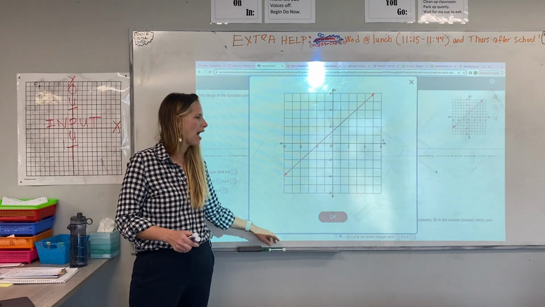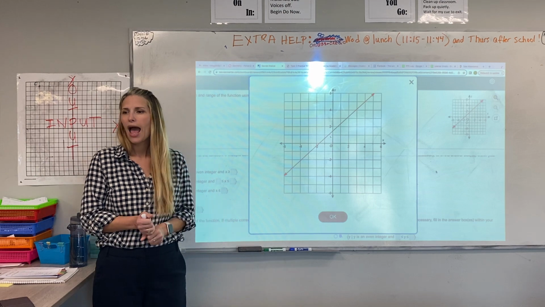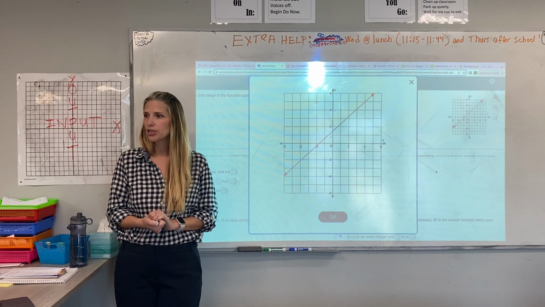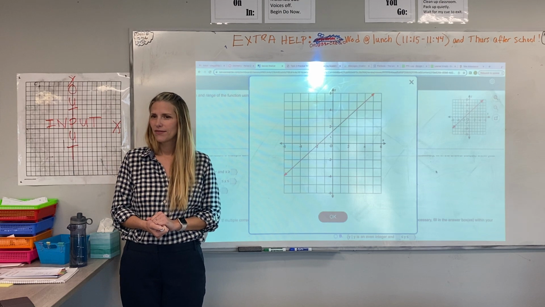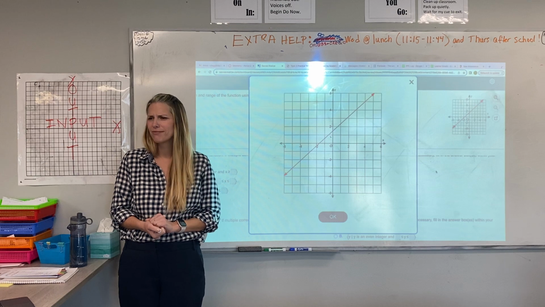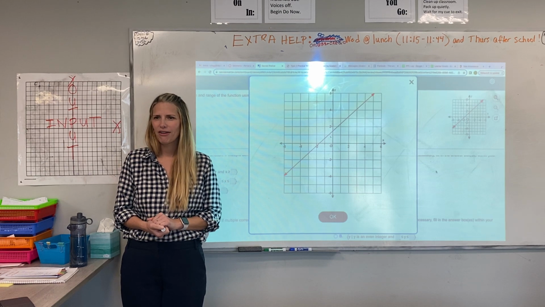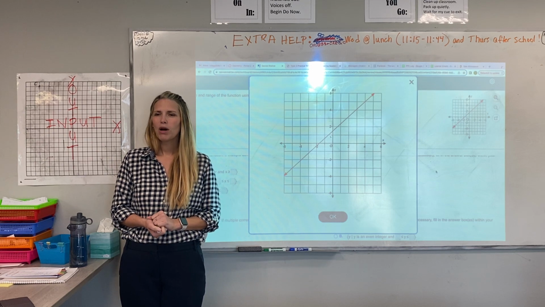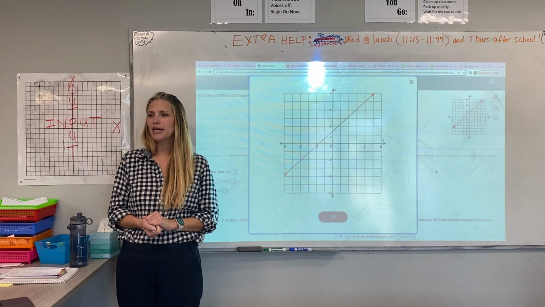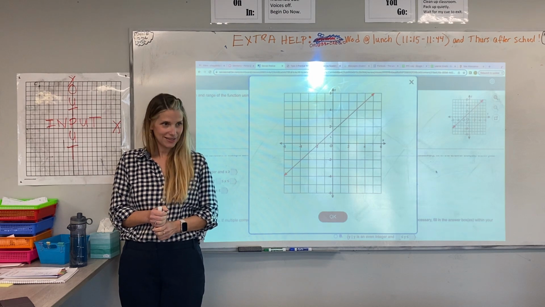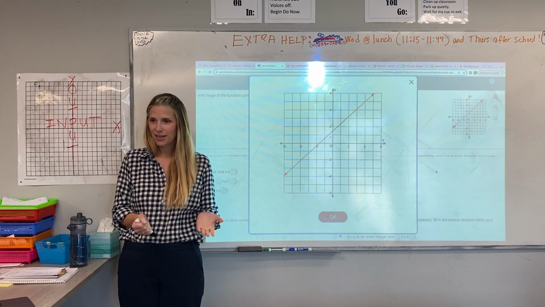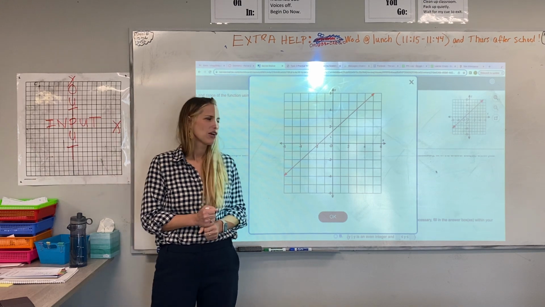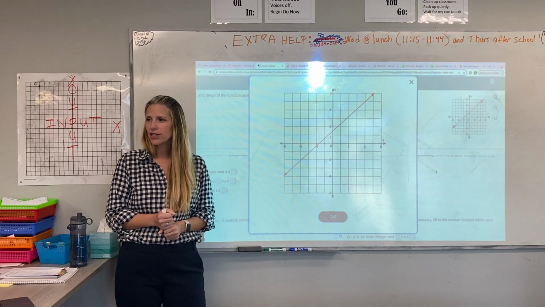Number 9 asks for the domain and the range of this function. What type of function is it? That's a positive. It has a positive slope. What kind of a function is it? I'll give you a hint. We've learned about, yeah, that's true. You took the words right out of your mouth. Were you going to say linear? Okay. Well, it is a linear function.